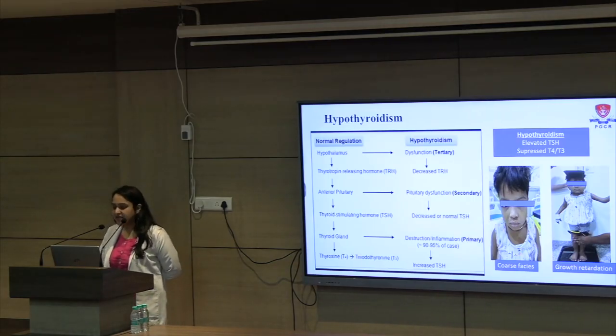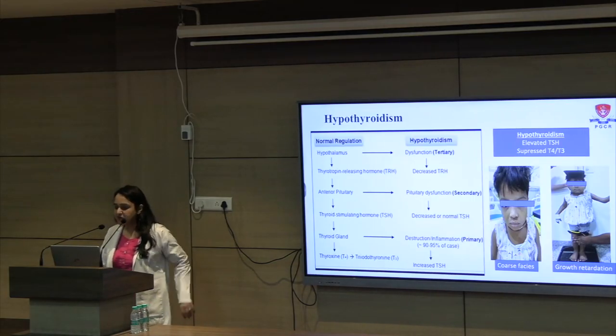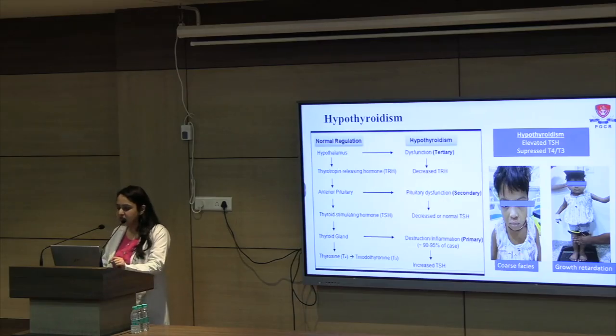Hypothyroidism is due to failure at any level of HPT axis. Primary hypothyroidism, which is the most common, is due to thyroid gland dysfunction leading to low T3, T4 and high TSH. Secondary and tertiary causes involve the pituitary or hypothalamus, where TSH can be low or inappropriately normal. So overall pattern is elevated TSH with suppressed T3 and T4. Here we can see in the image that hypothyroidism has presented with growth delay, coarse facies and developmental delay.